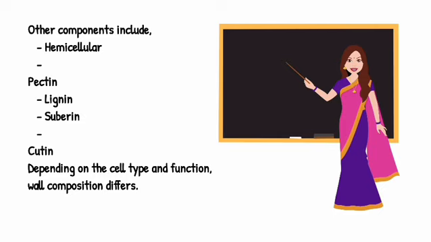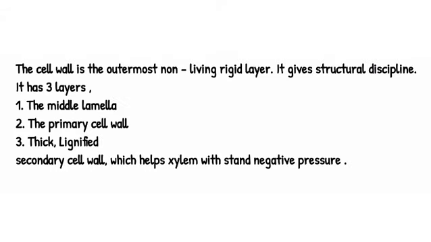There are three layers in the cell wall. First is the middle lamella. It is rich in calcium pectate and acts as a cementing layer. The second is the primary cell wall, which is flexible and extensible. It is found in actively growing cells. Third is the secondary cell wall. It is thick, lignified, and rigid, which is seen in mature cells like xylem vessels.